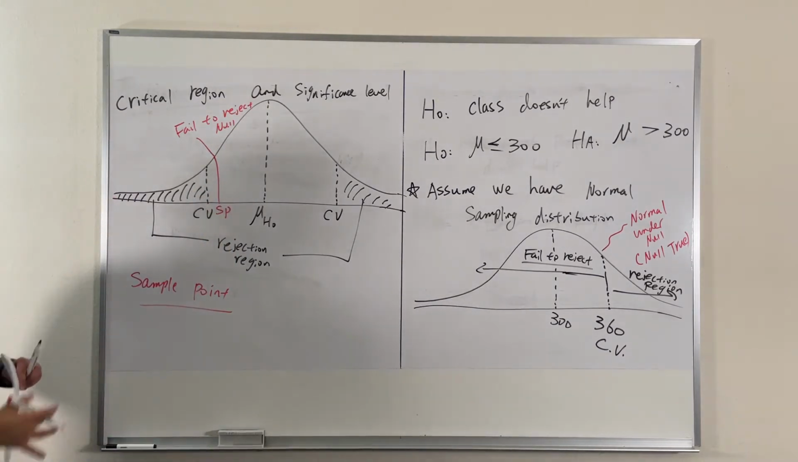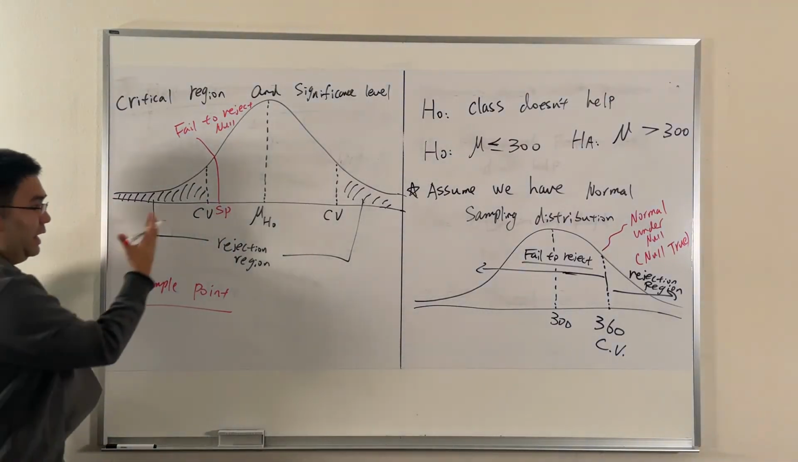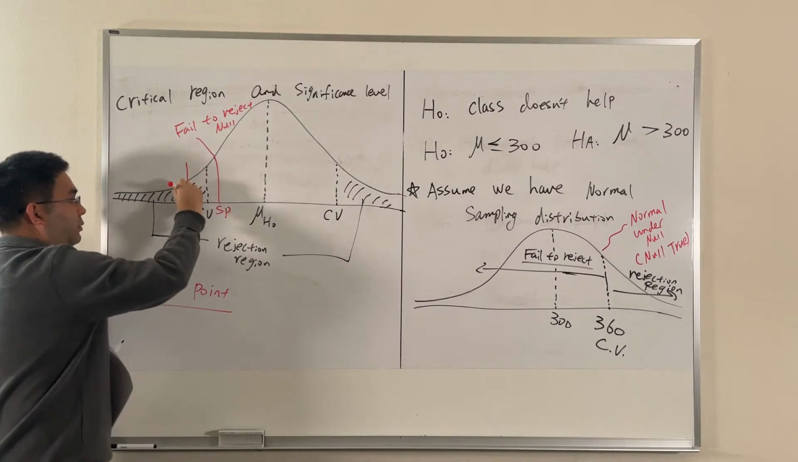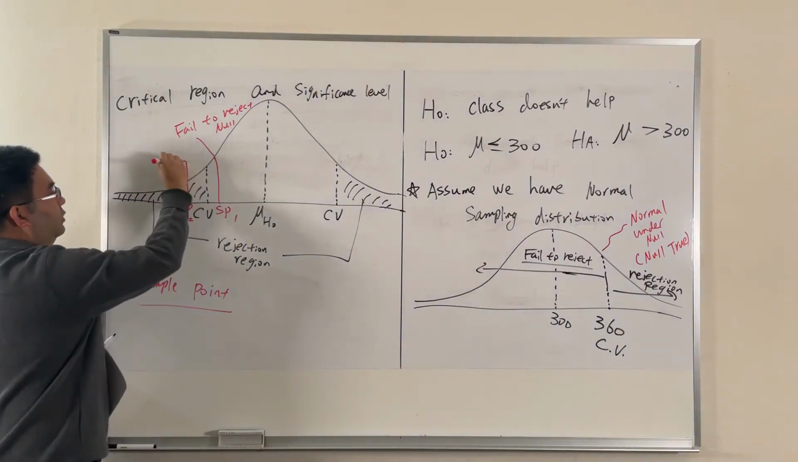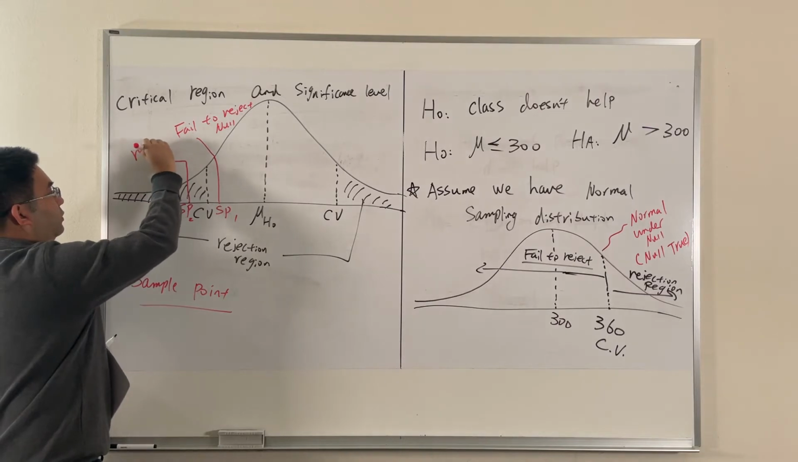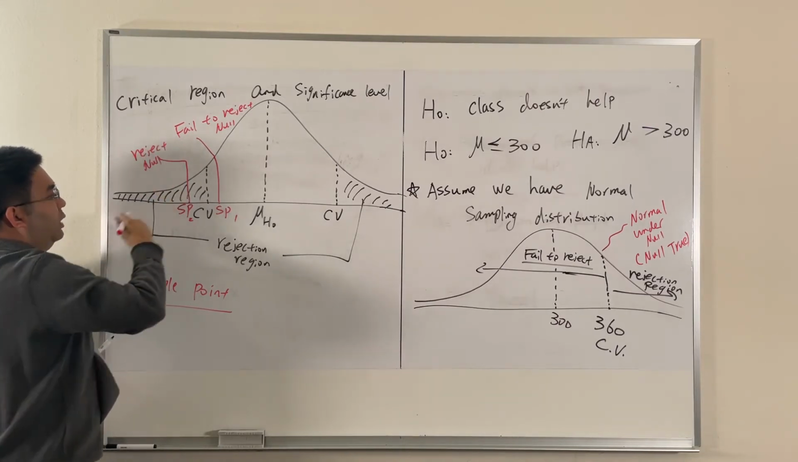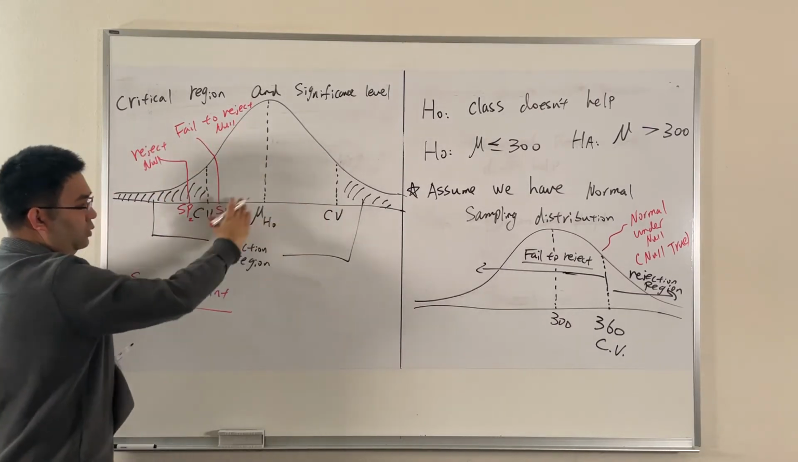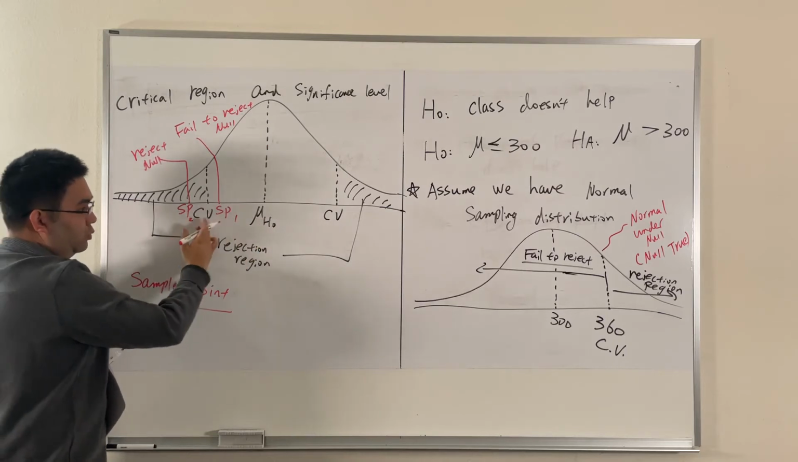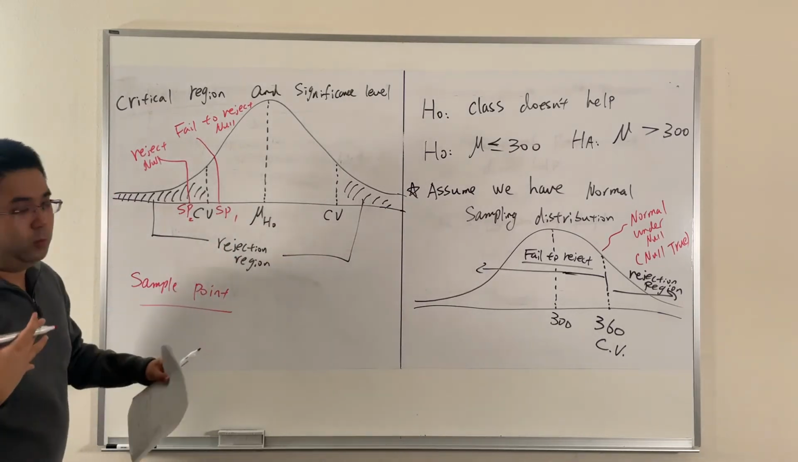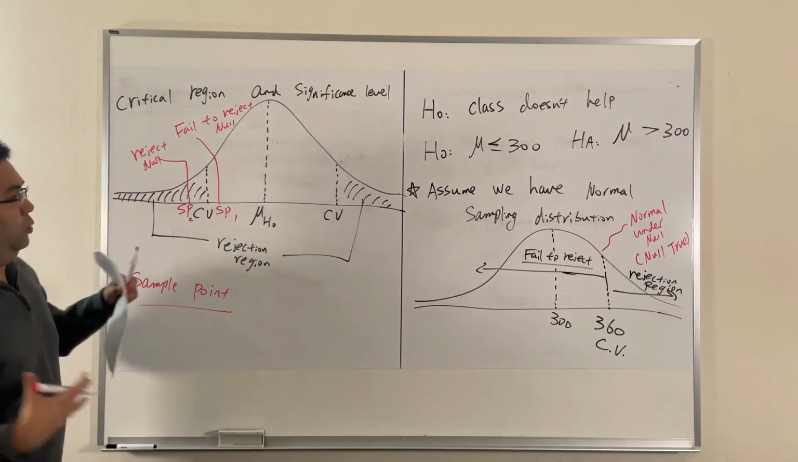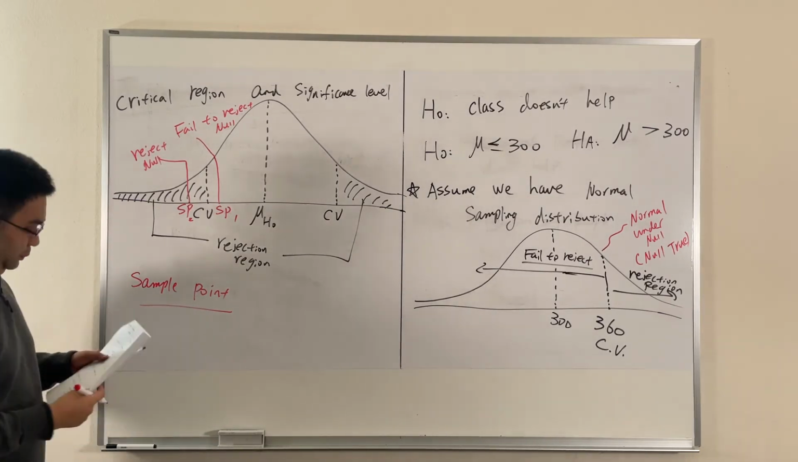But if your sample point is outside the critical value, say here, SP2, SP1, then in this case you're going to reject your null. Okay, so you have your distribution under the null hypothesis being true, and you have your critical values. Then with your sample point, you're going to decide whether the null is true or the alternative is true.